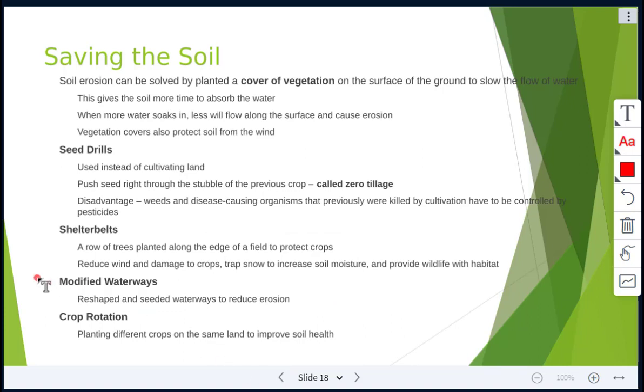Modified waterways, so reshaped and seeded waterways to reduce erosion. And then, of course, crop rotation, which is planting different crops on the same land to improve soil health.